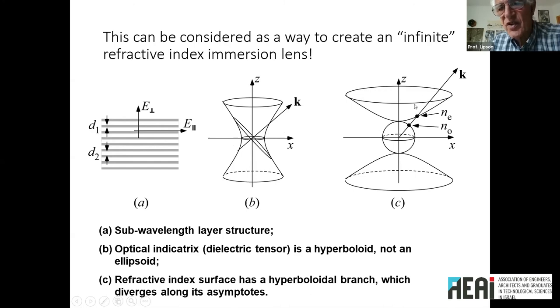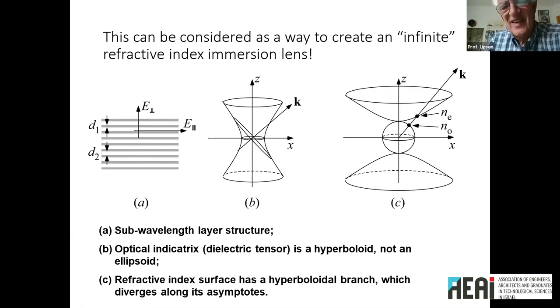And there is one particular direction where the wave propagation is tangential to the hyperboloid. This, you see, is a hyperboloid and not an ellipsoid, as in usual materials, and then you get an infinite refractive index. If I go to the direction over here, which is essentially parallel to this part, then I get an extremely large refractive index, and the refractive index diverges on the hyperboloidal branch along its asymptotes, and as a result, I can get a numerical aperture, which is n times sine alpha. N goes off to infinity, which means the diffraction limit is lambda divided by infinity, which is zero.